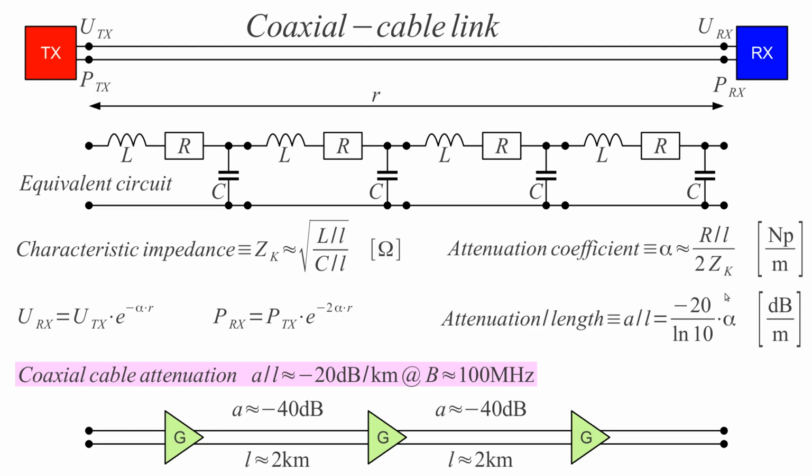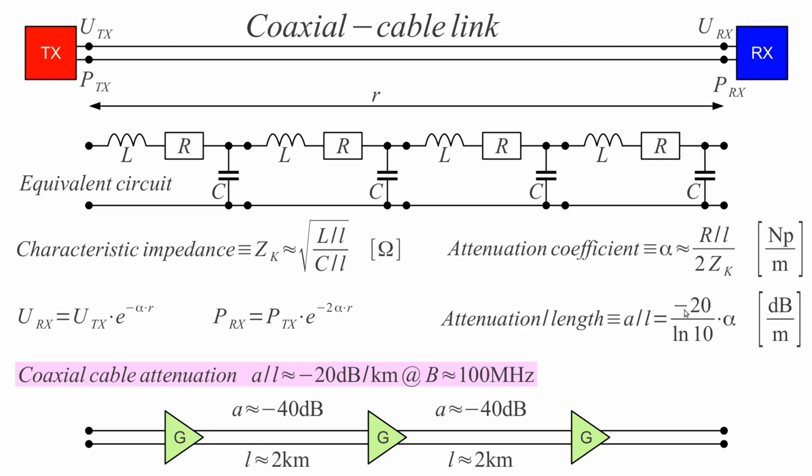This is usually the figure given for coaxial cables in decibels per meter. The attenuation of power, since we have a match situation. So if we look at a long distance communication, a coaxial cable, say of half an inch diameter, at 100 megahertz bandwidth, will have an attenuation of minus 20 dB per kilometer.